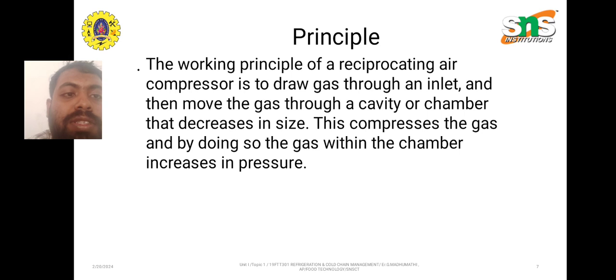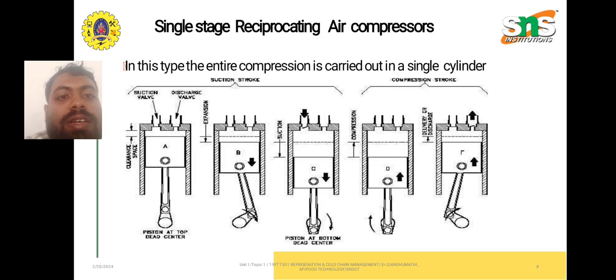Principle. The working principle of a reciprocating air compressor is to draw gas through an inlet, then move the gas through a cavity or chamber that decreases in size. This compresses the gas, and by doing so, the gas within the chamber increases in pressure. This is the single stage reciprocating air compressor. There are two stages, one is single stage and the other is double stage.